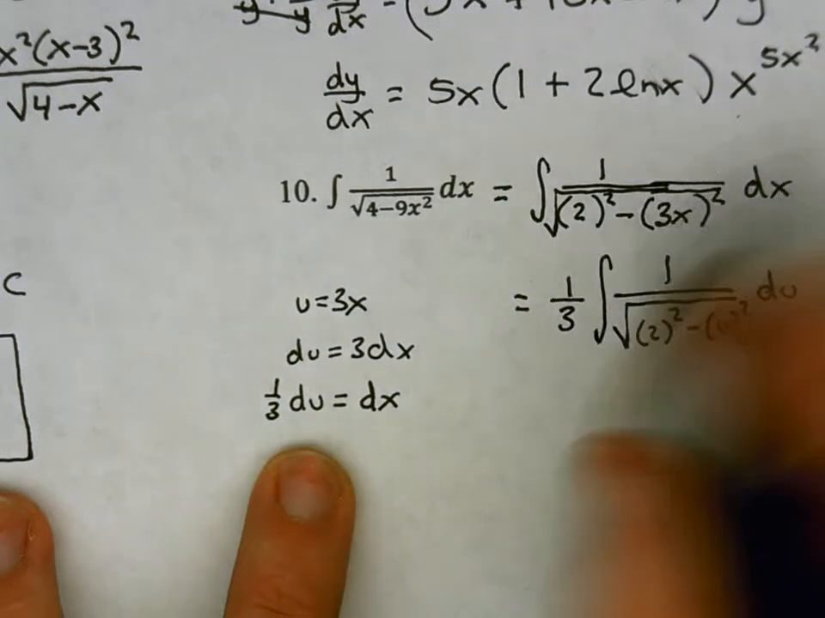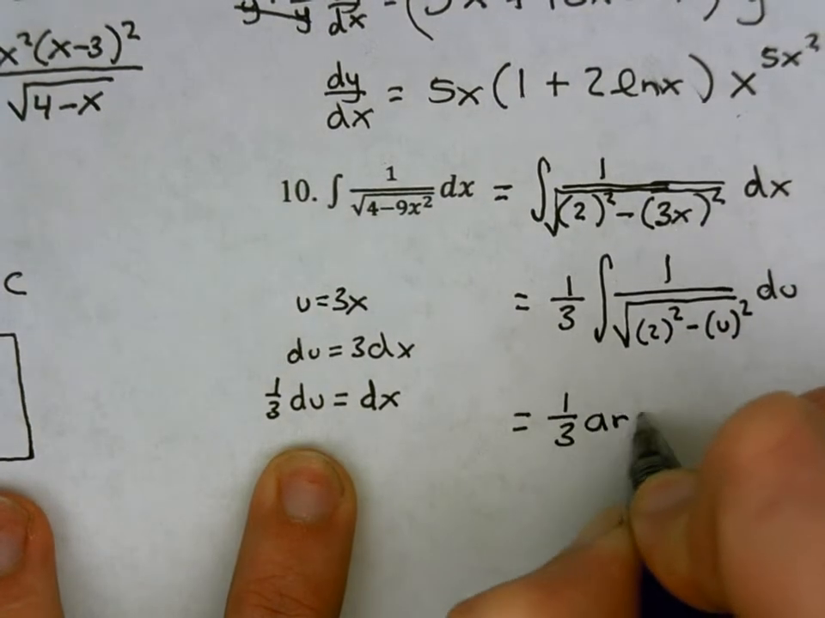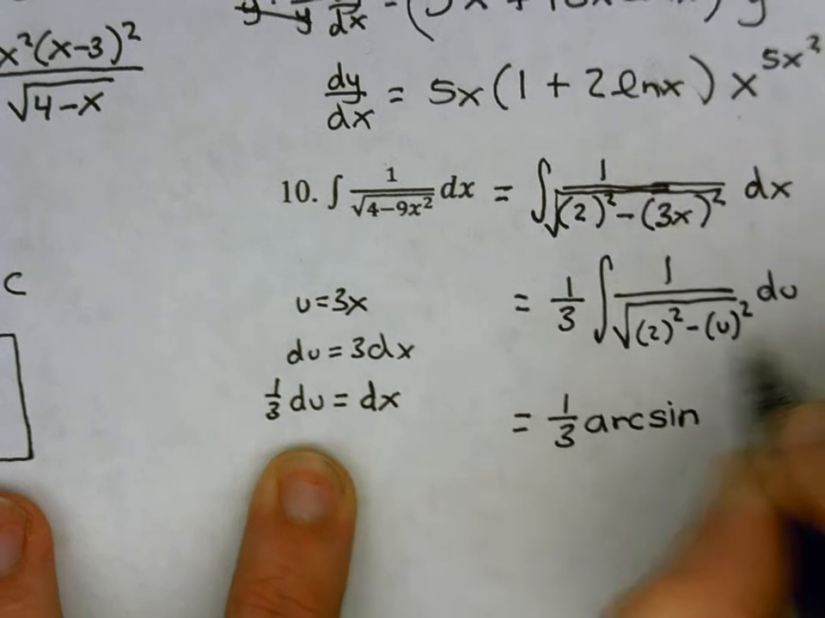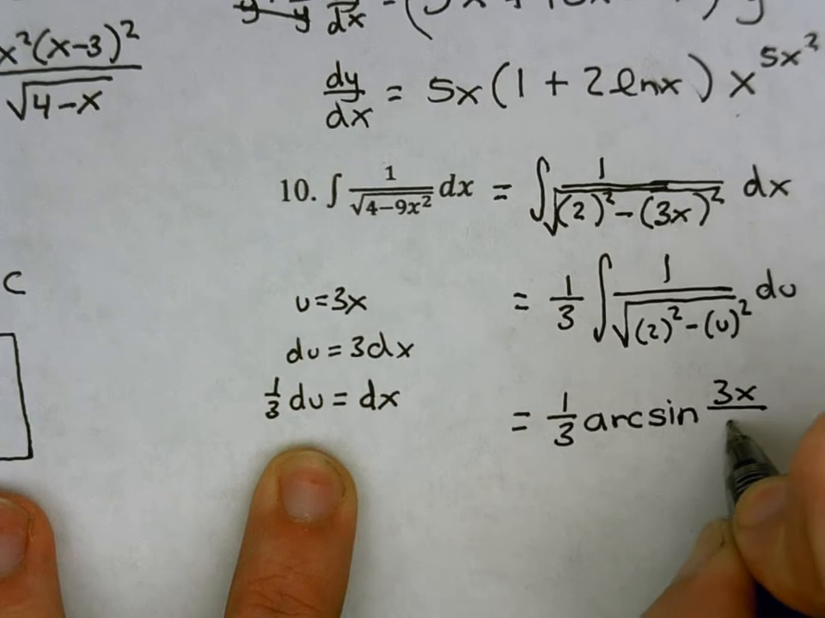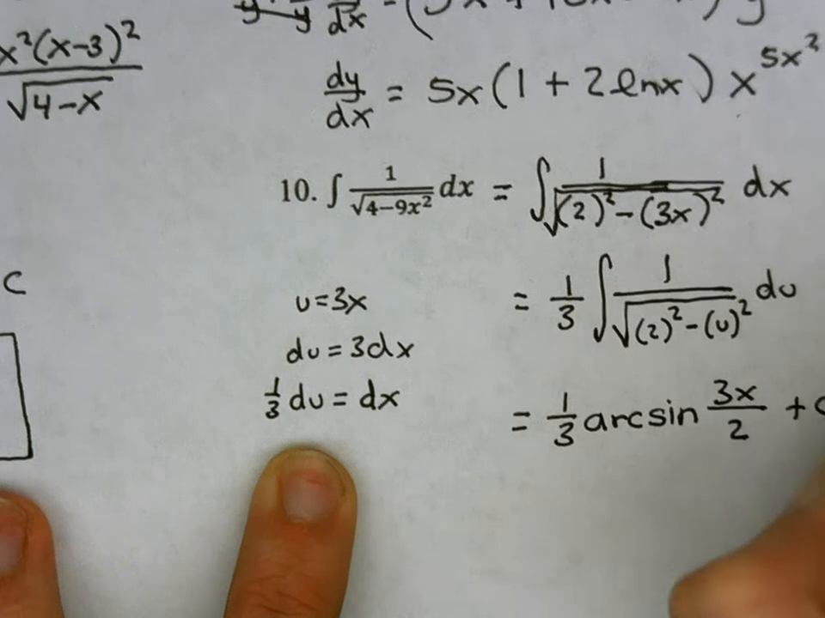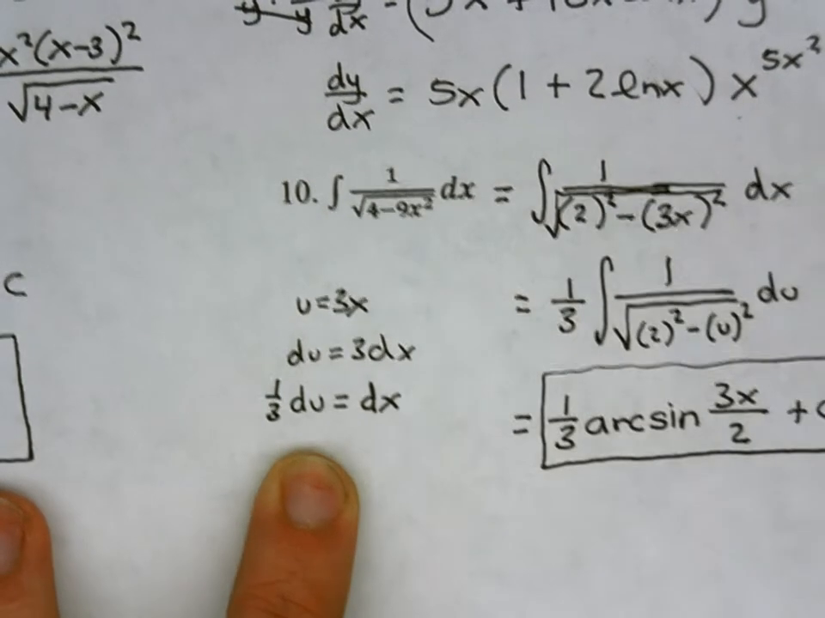Okay, and so now we can apply our rule. We have 1/3 arc sine of u, which in this case is 3x, over a, which is 2, plus c.